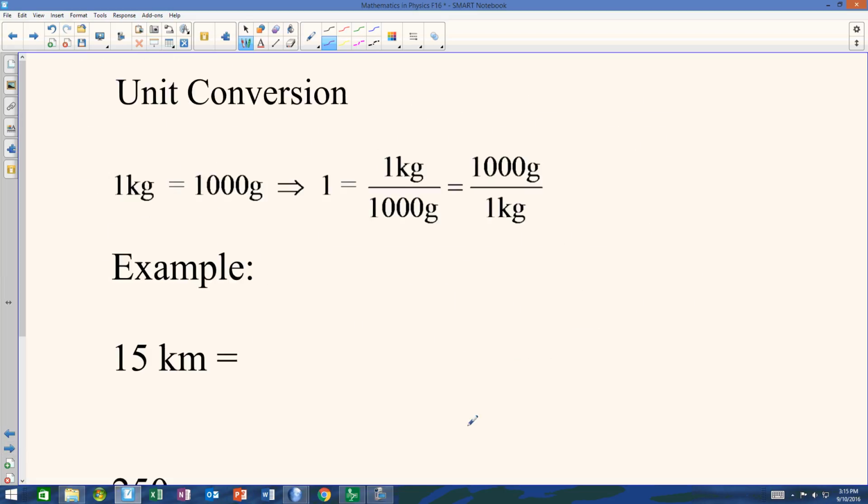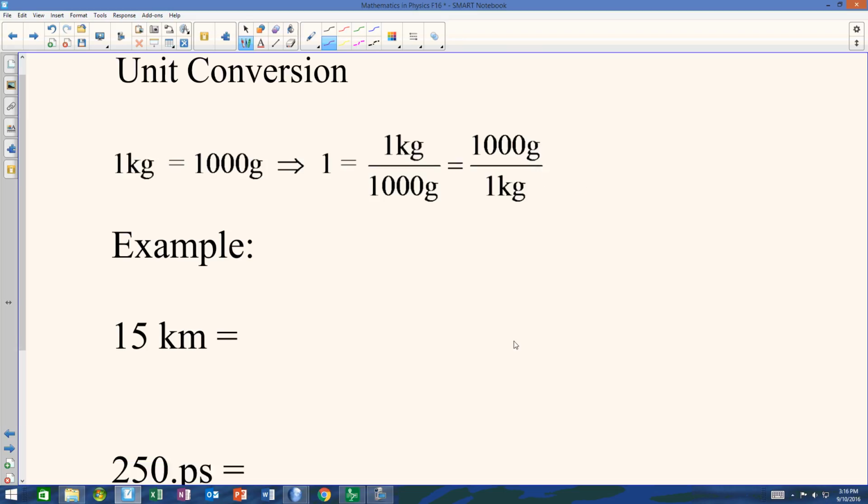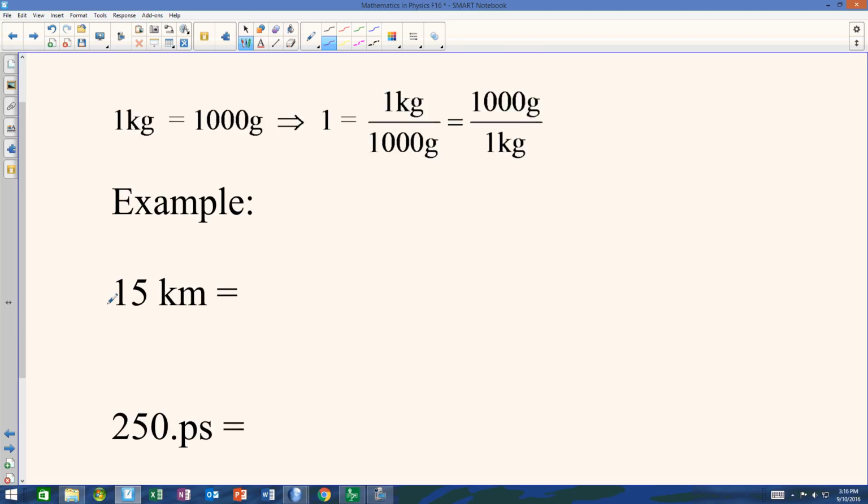Okay, so here's an example. We have 1 kilogram equals 1,000 grams. If I divide both sides by 1,000 grams, I get 1, and that's equal to 1 kilogram over 1,000 grams. If I divide both sides by 1 kilogram, I end up with 1,000 grams over 1 kilogram. It's all equal to 1. So now we're going to do some conversions.